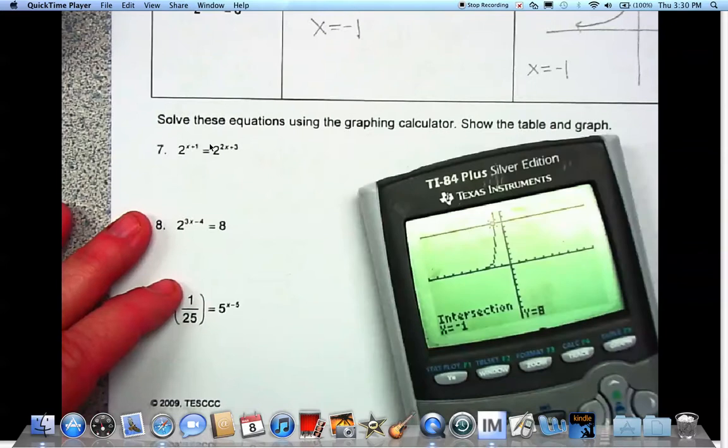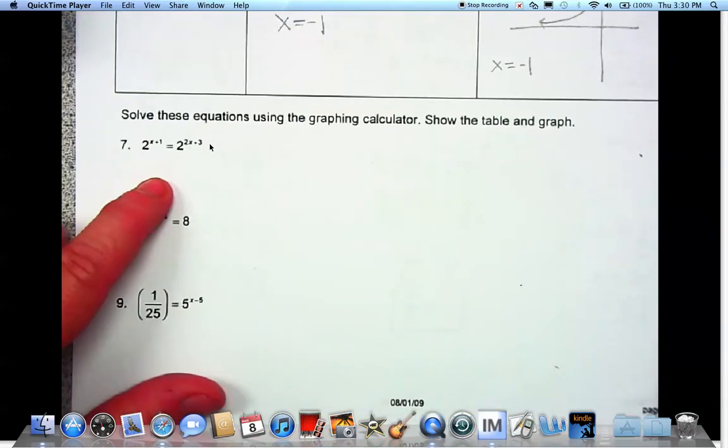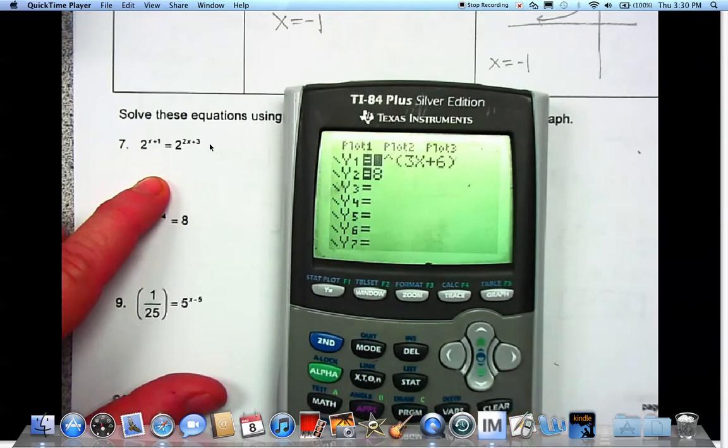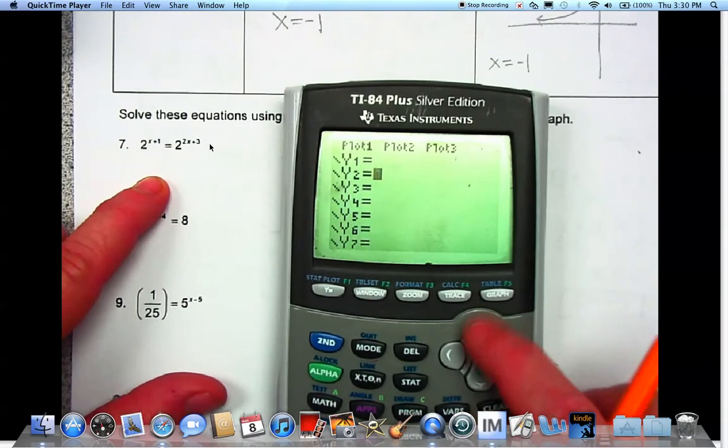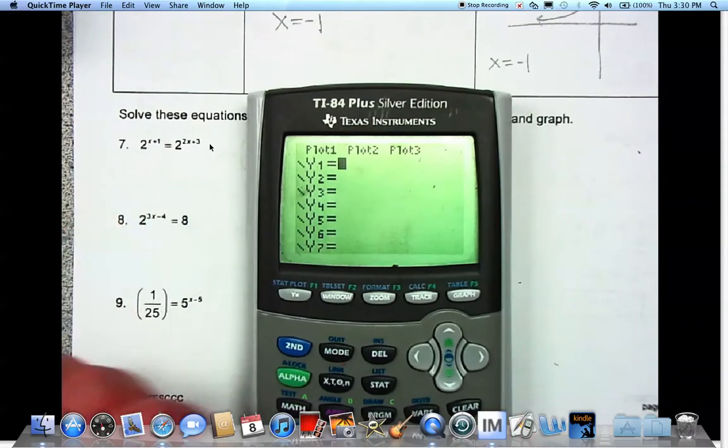Now you do not have to show the table in the graph. Just want you to find the answer using the calculator. Let's do this first one, because we're not going to have time to do any of the others.